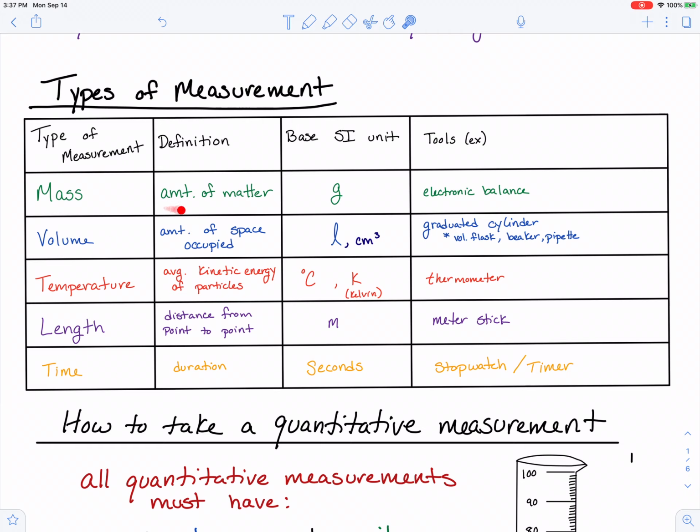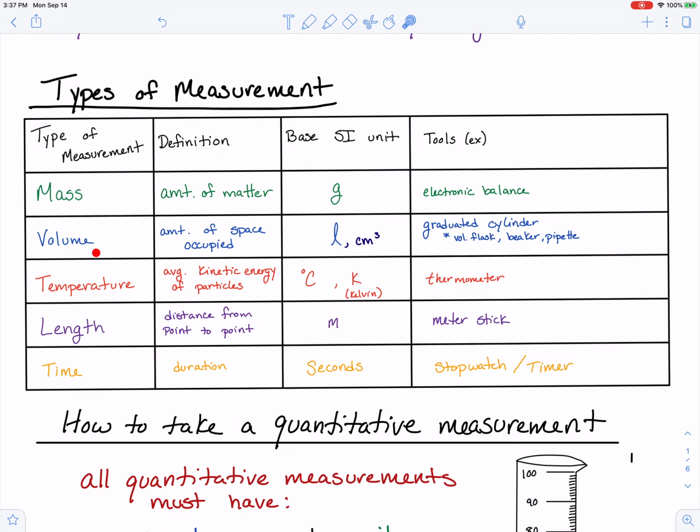So mass is the amount of matter that we're working with. That is generally measured in the units of grams, and that includes milligrams, kilograms, but grams. And the tool that we use is typically the electronic balance or the electronic scale. So that's what we use to measure mass.